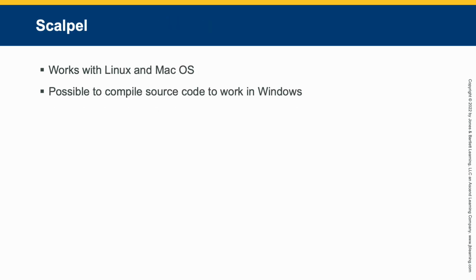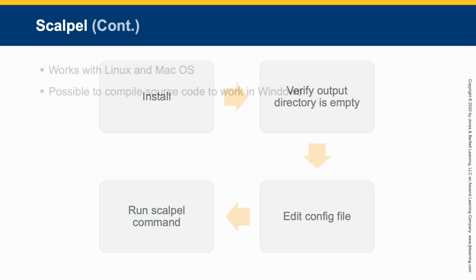Scalpel works with Linux and Mac OS. It is possible to compile the source code to work in Windows. You install it, verify the output directory is empty, edit the configuration file, and run the scalpel command.